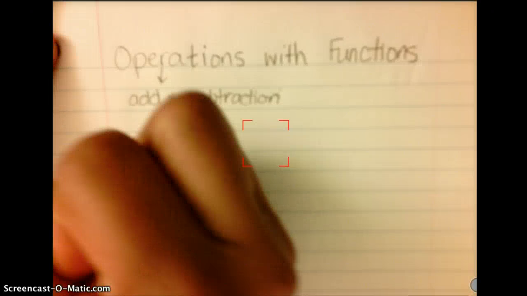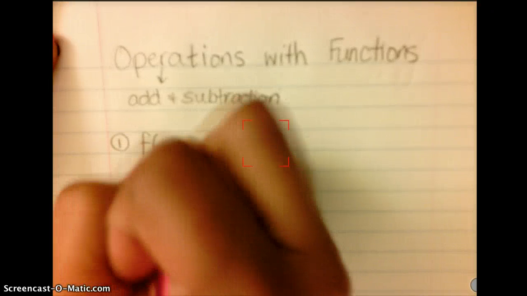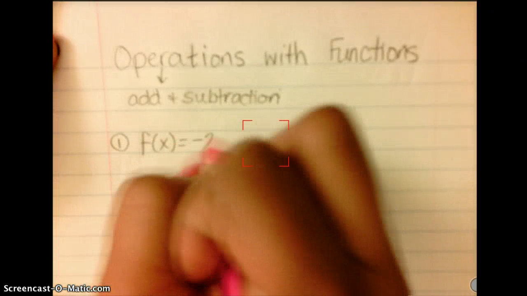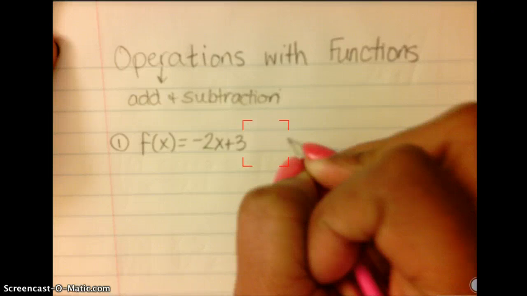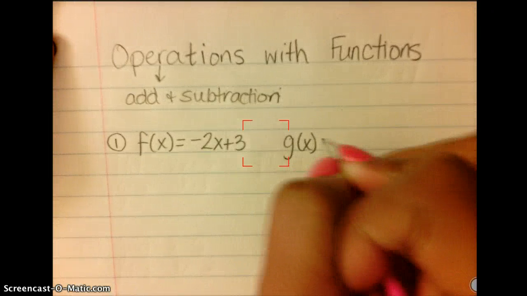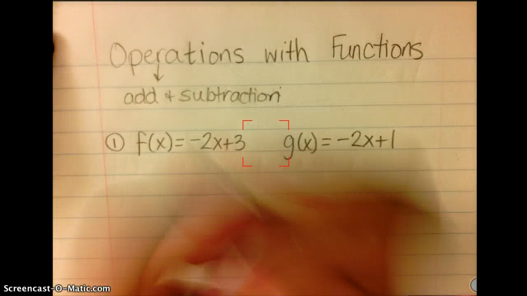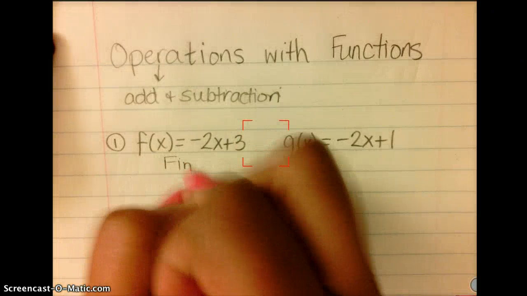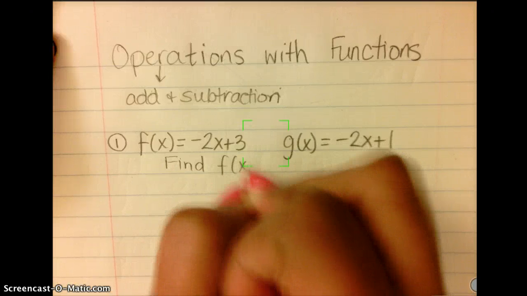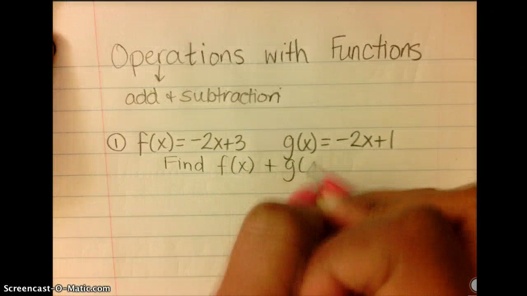So the first example we're going to look at, you're given f of x equals negative 2x plus 3. And then you're given g of x is equal to negative 2x plus 1. Okay, and they want us to find f of x plus g of x.